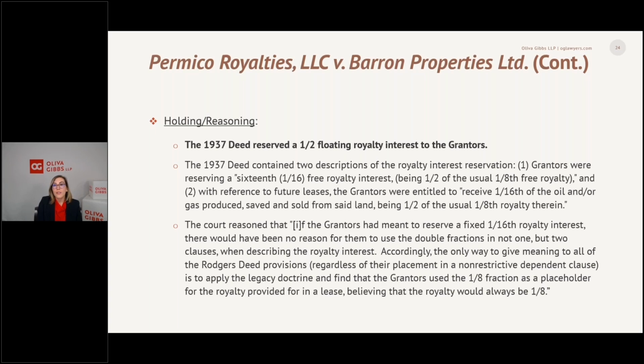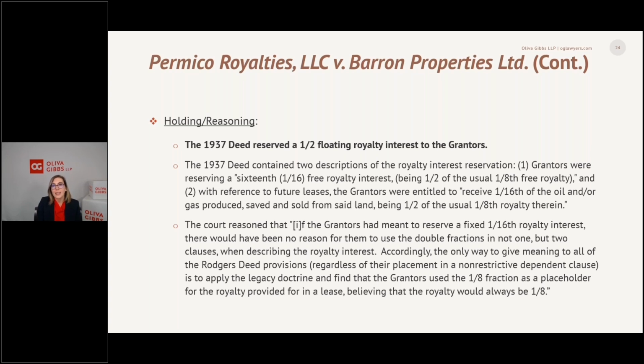The 1937 deed contained not one, but two descriptions of the royalty interest reservation. Additionally, the court reasoned that if the grantors had meant to reserve a fixed 1/16th royalty interest, there would have been no reason for them to repeat this double fraction in not one, but two clauses when describing the royalty interest. Accordingly, the only way the court was able to give meaning to all of the deed provisions was to apply the legacy doctrine and find that the grantors used the 1/8 fraction as a placeholder for the royalty provided in the lease, believing that the royalty would always be 1/8.